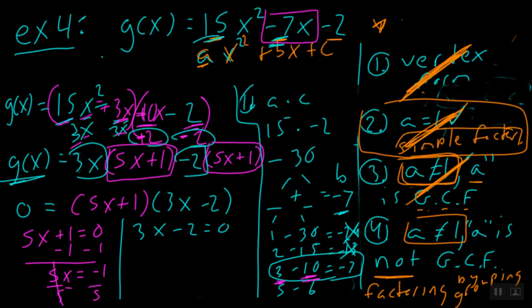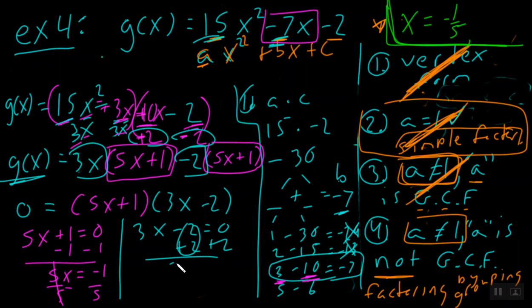Why don't I go ahead and write it up here, in this nice little area on the top left. X is equal to negative 1 over 5, and lastly, my other solution, I add 2 to both sides, and I get 3x is equal to 2. I divide both sides by 3, and we also get that x is equal to positive 2 over 3.